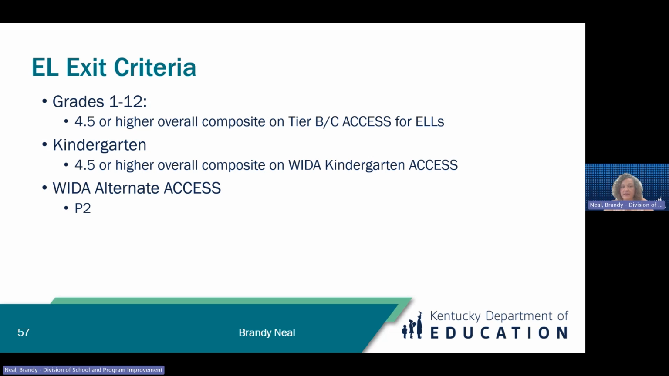EL exit criteria. Grades 1 through 12, it is 4.5 or higher on a composite of tier B and C for ACCESS for ELs. And kindergarten is a 4.5 or higher overall composite on the WIDA kindergarten ACCESS. On the alternate ACCESS, it is a P2.